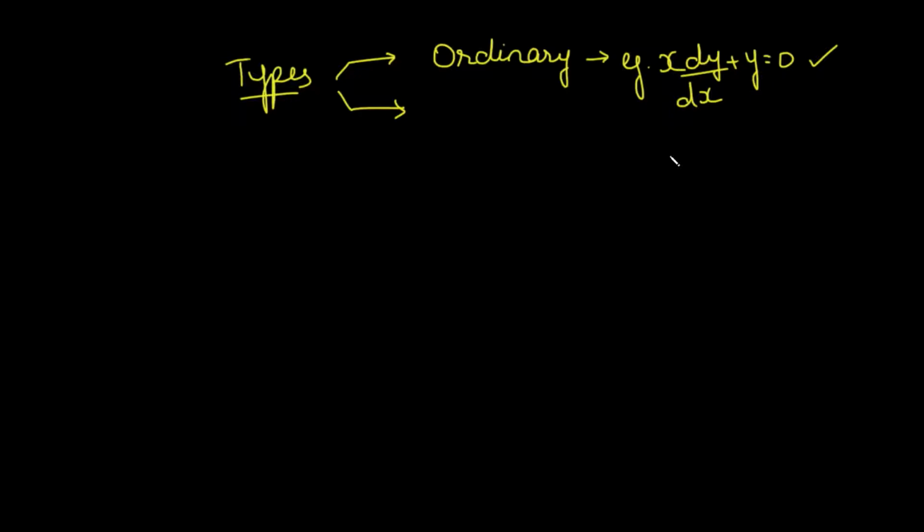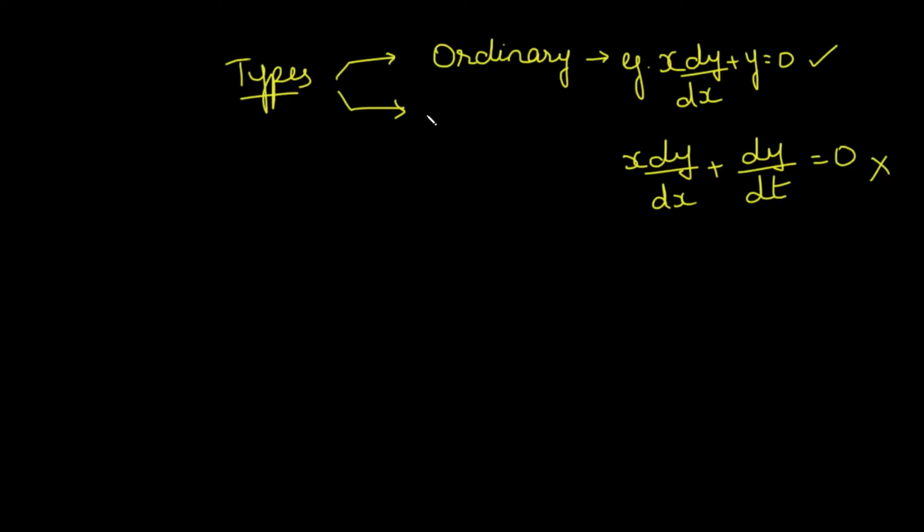On the other hand, if we have x dy/dx + dy/dt = 0, now in this case what happens? y depends on x and also y depends on t. See, we are taking the derivative of y with respect to x and also y with respect to t. That means the dependent variable depends on two independent variables, x and t. That means this is not an example of an ordinary differential equation.